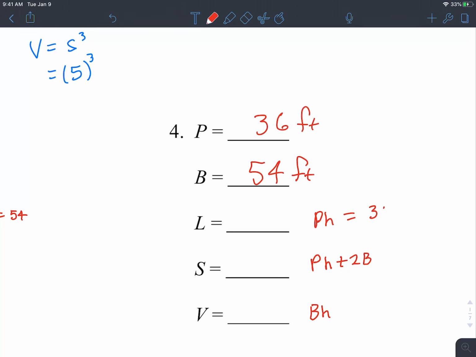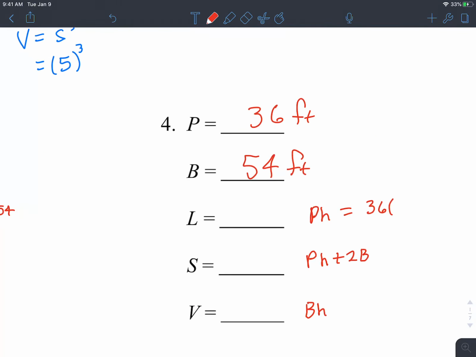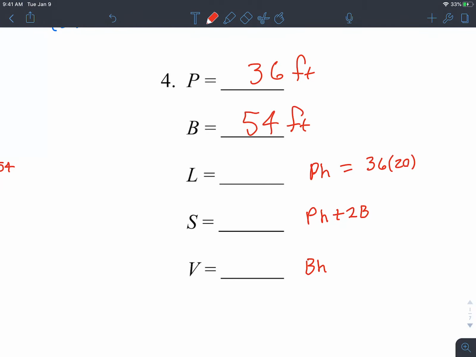So P, what was that, 36? And then 36 times our height. What was our height? It was 20. So we'll do 36 times 20. According to my notes here, that's 720, and that'd be in feet squared. All right, for the total surface area, you got to add on your two bases. So it's still that 720 that we got earlier, and then 2 times 54, which adds up to 108. So add 108 onto that 720, and that gets 828.